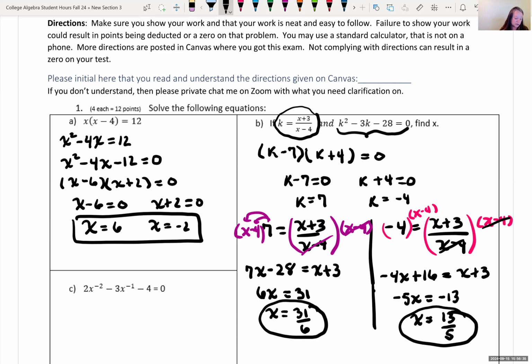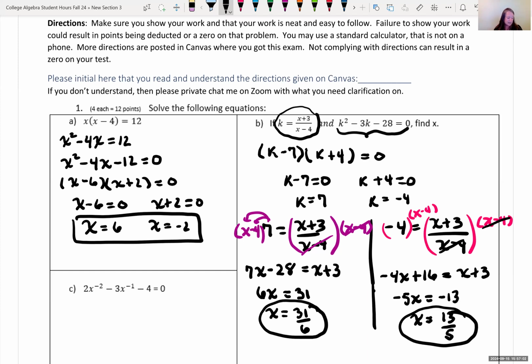So those are our two solutions. The next equation, I have 2 times x raised to the -2 power minus 3 times x raised to the -1 power minus 4 equals 0. There's multiple ways, again, I can approach this. I could rewrite this as 2/x² minus 3/x minus 4 equals 0, and clear my fractions by multiplying by x².